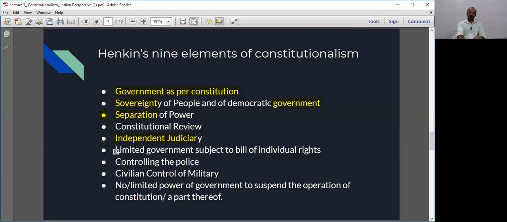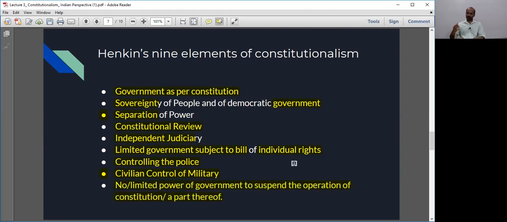Okay. Now, when we talk about limited government subject to Bill of Individual Rights, what it essentially means is that at no point can the government take away the power or the privileges or the rights that people enjoy, right? So governments are restricted, and in this sense they are limited. Okay, they are limited by the notion of a Bill of Rights. Next is controlling the police. Then we have civilian control of the military. Next is no or limited power of government to suspend the operation of the constitution or a part thereof.